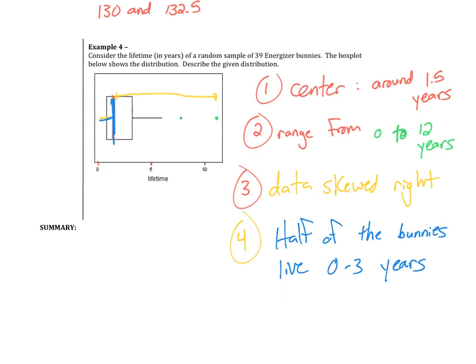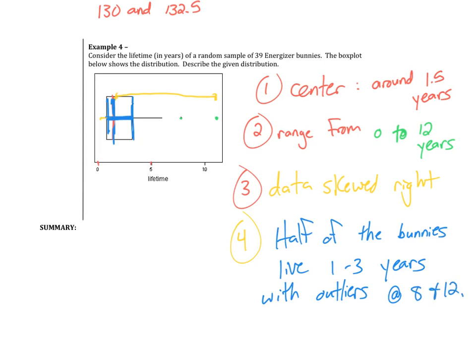Actually, sorry, I screwed that up. That should be a 1. It should be 1 to 3 years because here's the 1 and here's 3. So half of them are in the middle there. And then I'm going to say with outliers at 8 and 12.